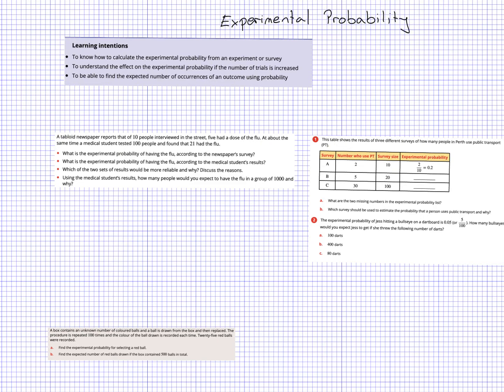So, our learning intentions for today are to know how to calculate experimental probability from an experiment or survey, to understand the effect on the experimental probability if the number of trials is increased, to be able to find the expected number of occurrences of an outcome using probability. All right, so again, to know stuff, to understand things, and then do it. Okay, so our lesson has got multiple elements here.